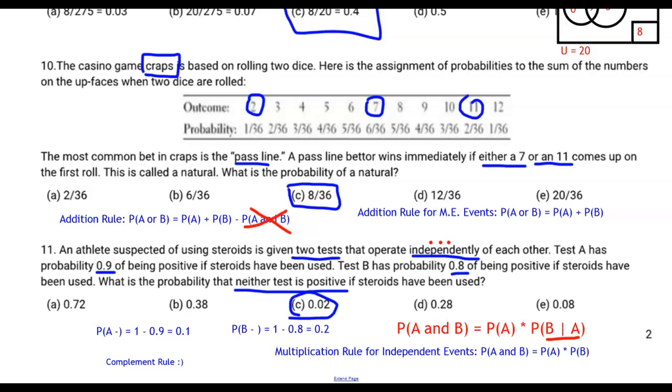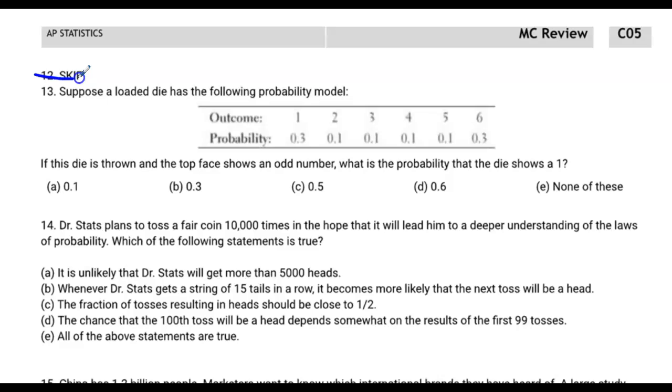Moving on to question number 12. Or are we? Remember, question number 12 was the one we were supposed to skip. Why did I just not delete this problem? Great question. Moving on to question number 13.